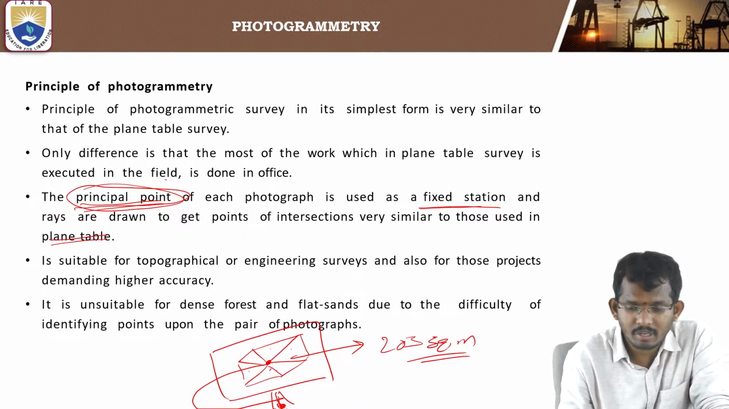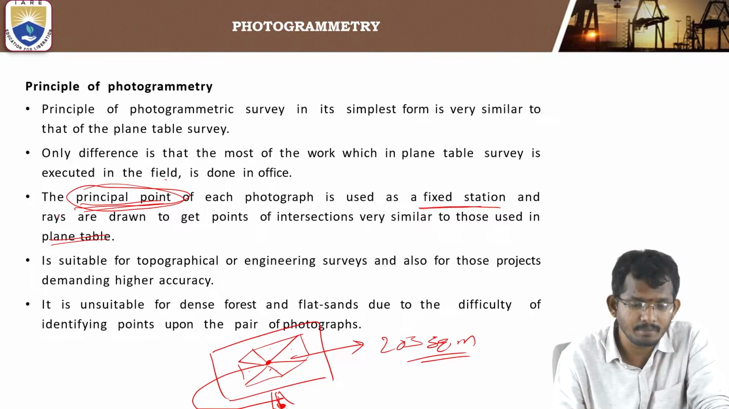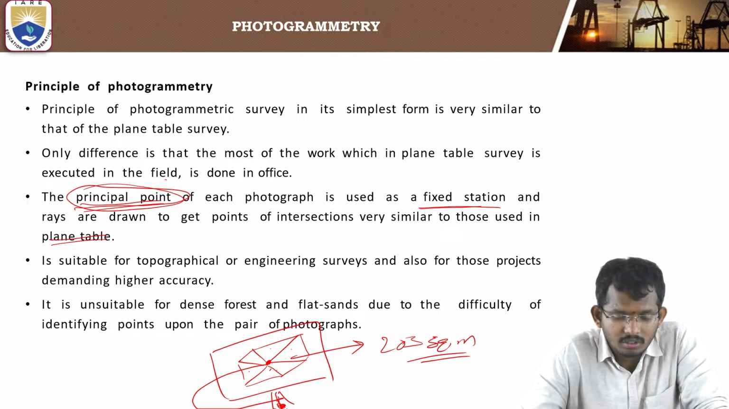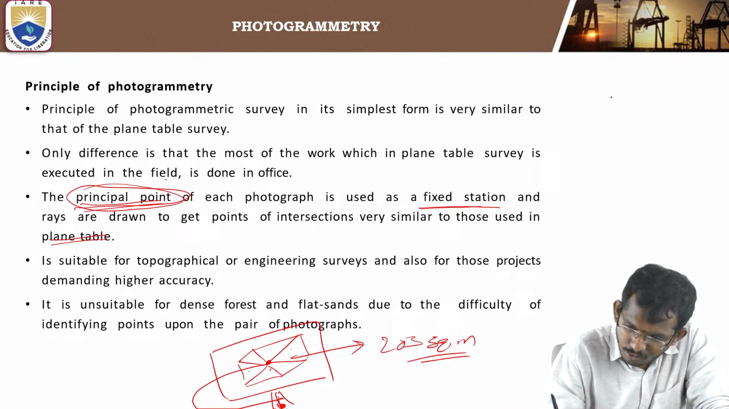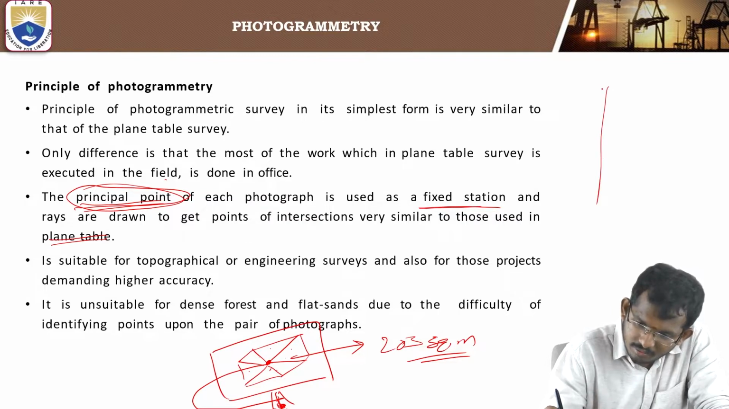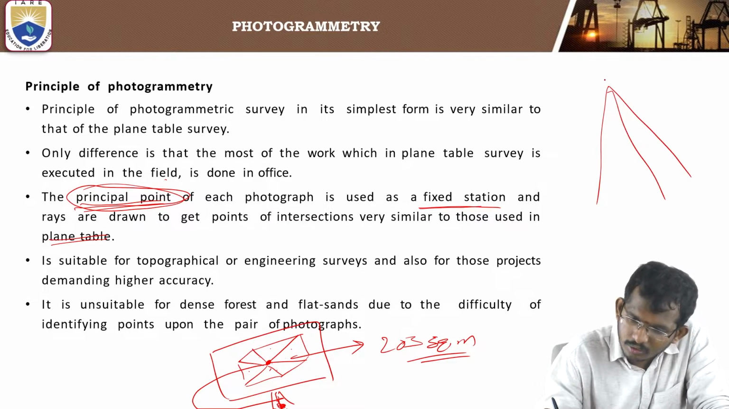The principal point of each photograph is used as a fixed station to draw the rays and to get points of intersection, very similar to those used in plane table surveying. Suppose in your plane table surveying, this is an aircraft.